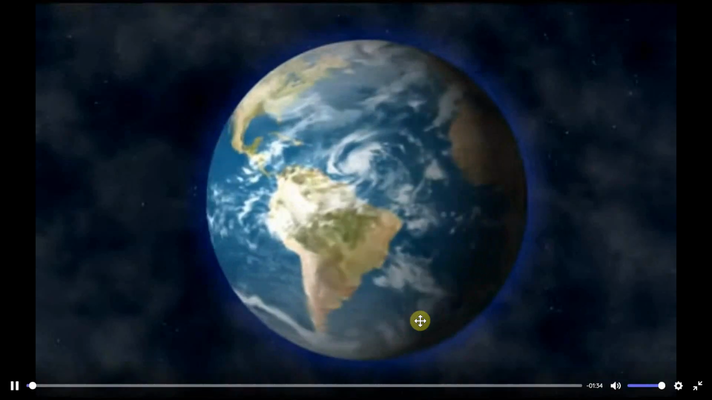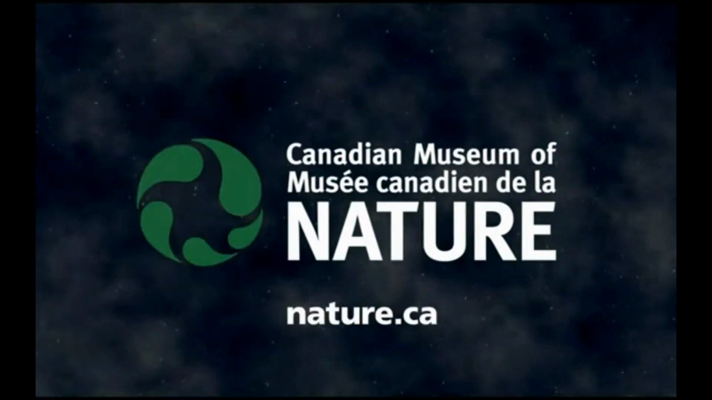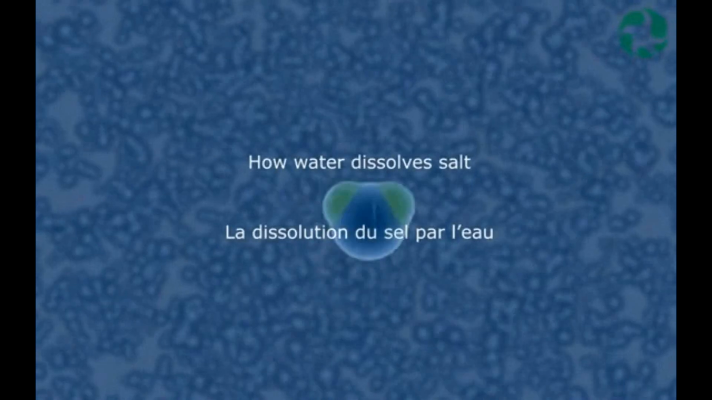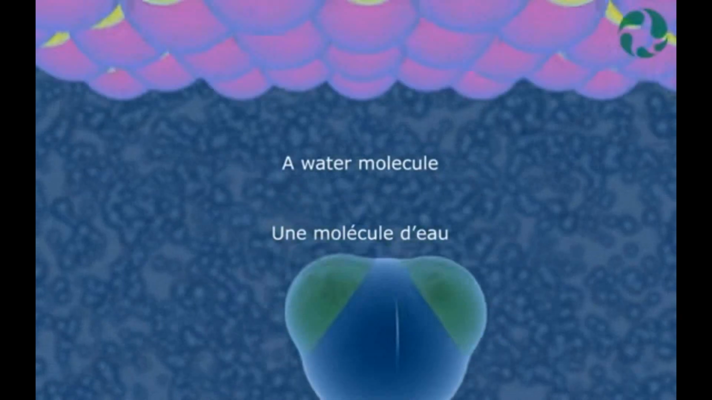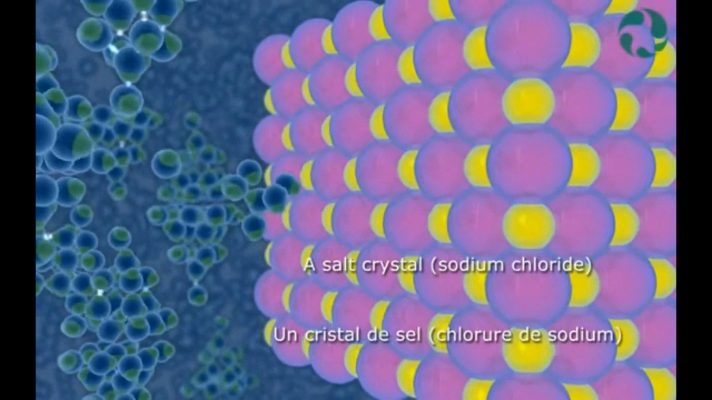So, just kind of walk you through this video. It's a really good animation of salt dissolving in water. So here's my little water molecule that we talked about earlier. And then that is my 3D lattice of sodium chloride, my salt. So that's an ionic solid.